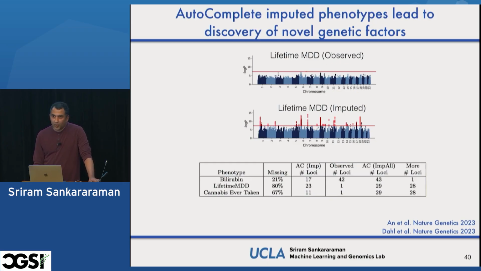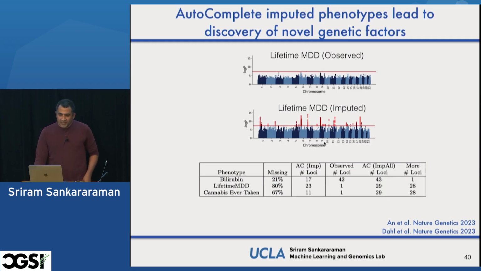This is an example of one particular phenotype. This is lifetime major depressive disorder, MDD. And what you see here is running a GWAS on observed lifetime MDD. This is present only on about 20% of the sample, and then applying it to the imputed lifetime MDD. And not surprisingly, as you have more individuals with this imputed phenotype, that should lead to more power, and that is seen in this figure. So there are additional loci that are discovered that are associated with this phenotype.